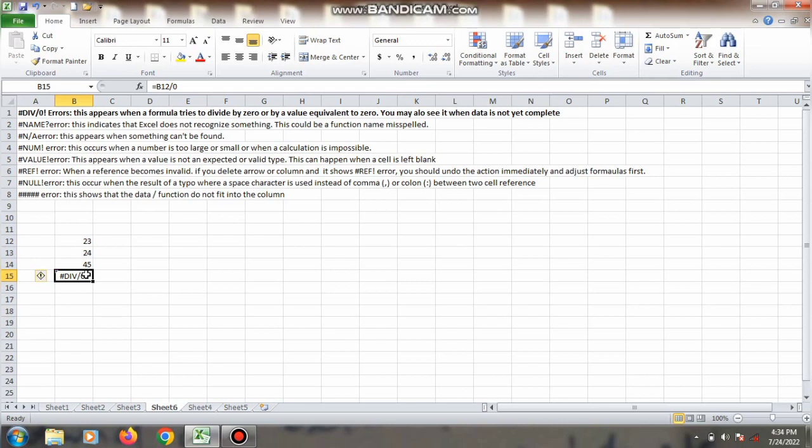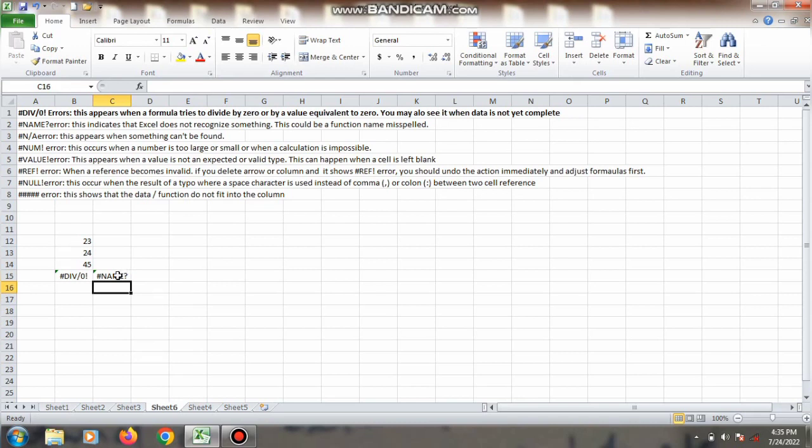So we have the number 2 error that says #NAME. This means Excel does not recognize something. The function name can be misplaced. That means you can make a mistake. Equals SUM, bracket, B12, do you see, to B14. It has selected the range for me. Enter. What happened? #NAME.